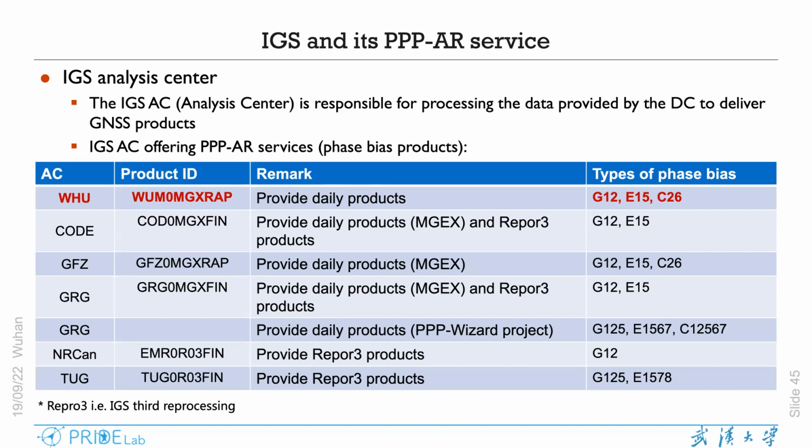How do you compare PRIDE solutions with an NRCan PPP-AR solution? I myself don't do any comparison between the PRIDE solution and the NRCan or other solutions. I read some papers, I think I saw some papers for the comparison. You can refer to some other papers on this, right?